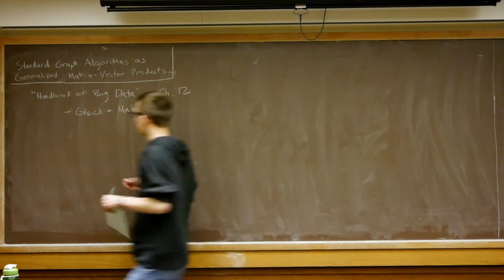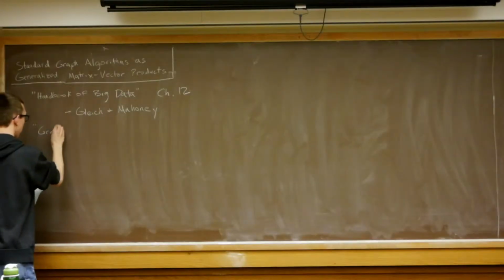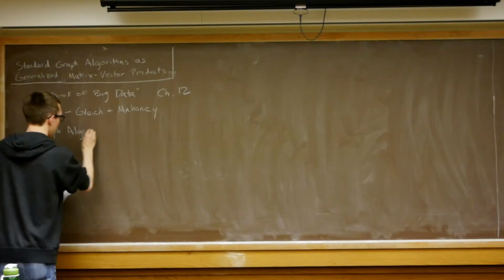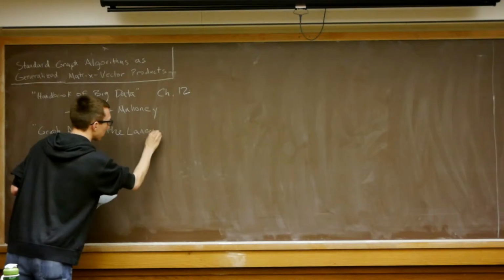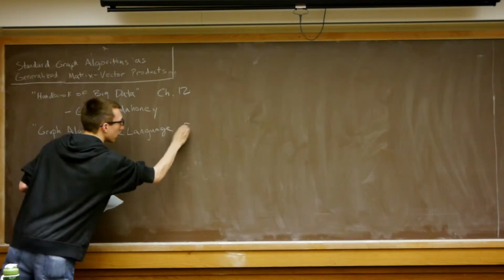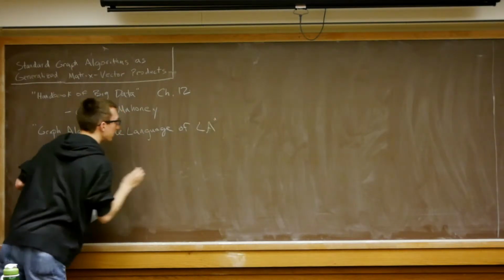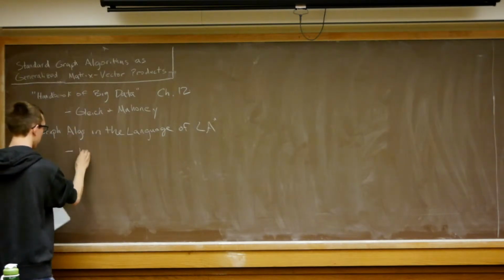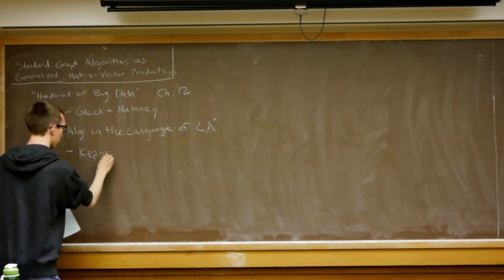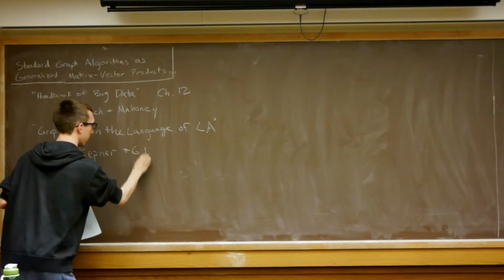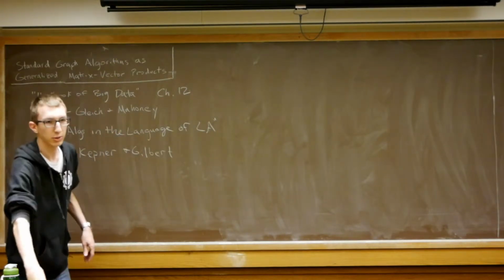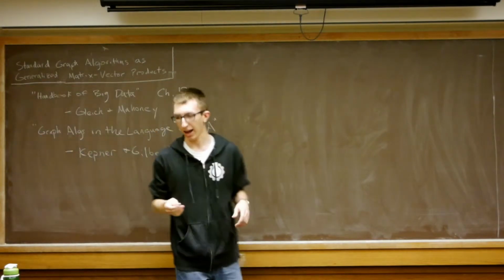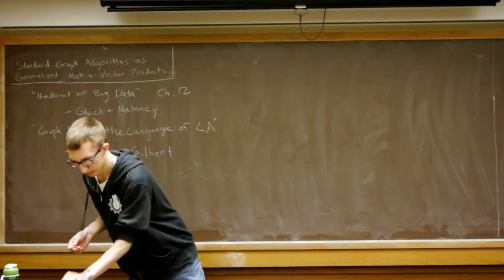And then the other good book to look at is called Graph Algorithms in the Language of Linear Algebra. I'm abbreviating. And this is by Kepner and Gilbert. So there's a whole book about this, and they go way beyond what I'm going to talk about today. But essentially, you can look at a whole host of graph algorithms as linear algebra problems.